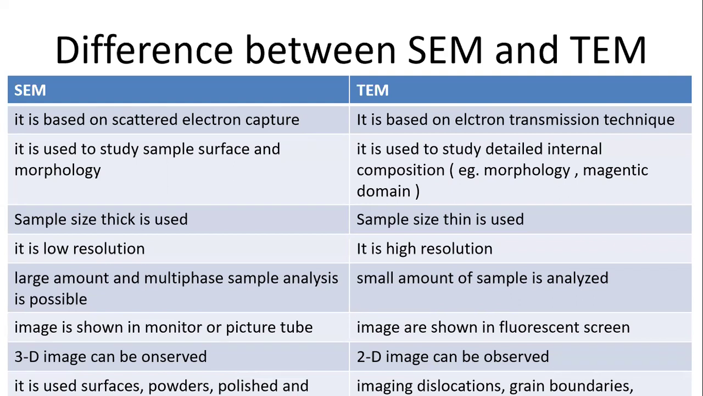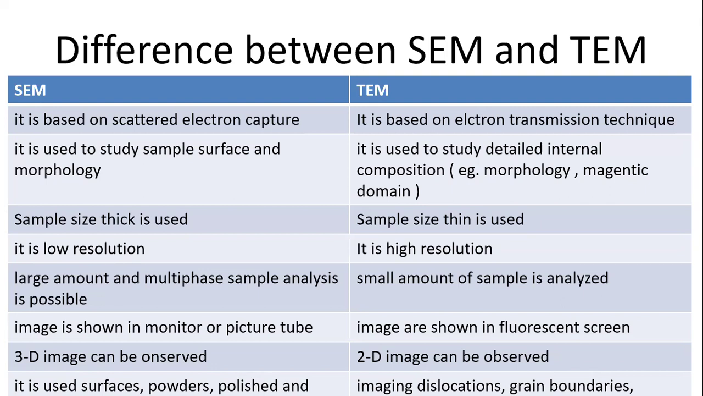Difference between SEM and TEM. SEM is based on scattered electron capture, but TEM is based on the electron transmission technique. SEM is used in the study of sample surface and morphology. TEM is used to study detailed internal composition, morphology, and magnetic domains. Sample size is thick in SEM; a thin sample is used in case of TEM. It is low resolution in case of SEM, but high resolution in case of TEM. A large amount of sample in multi-phase analysis is possible in SEM. A small amount of sample is analyzed in TEM.